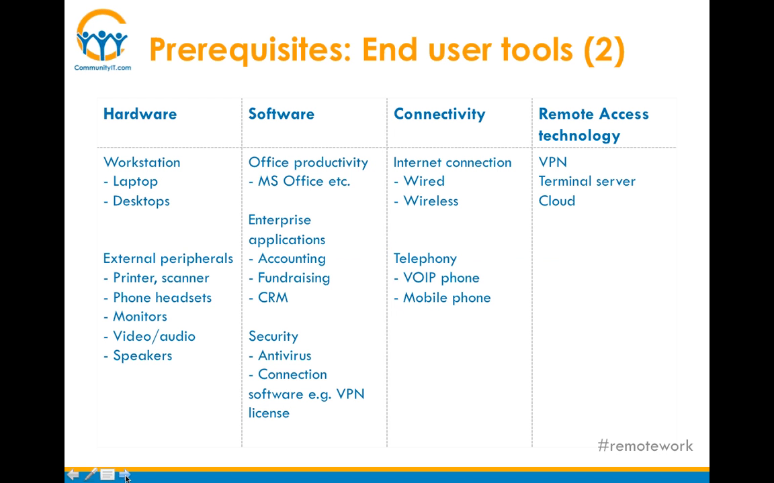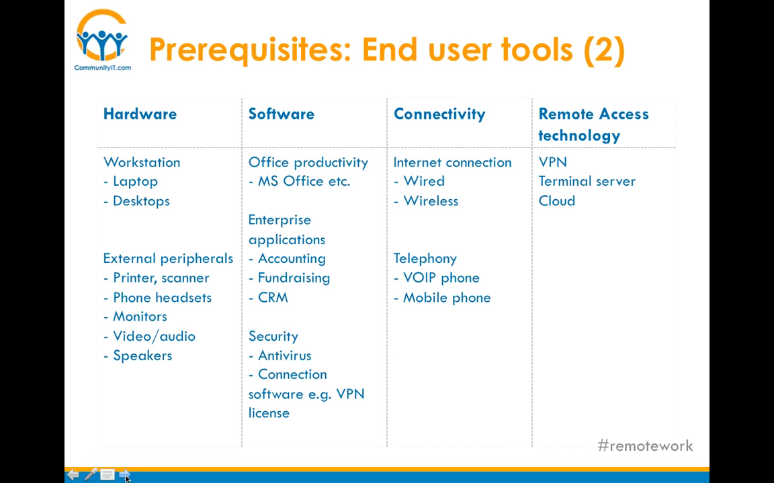So more specifically, here are some quick examples. In terms of hardware, the end user will need a workstation, either a laptop or a desktop. Some might argue that a tablet might be useful too, although I don't recommend that because it's very limited functionality. So what else do you need in terms of hardware? You might need a printer, you might need a scanner. Definitely you want to have some good headsets, video and audio tools, monitors, speakers.